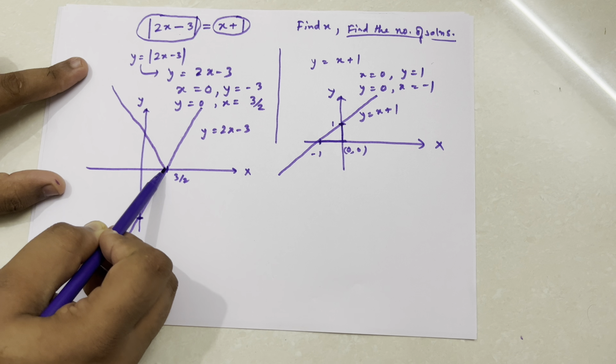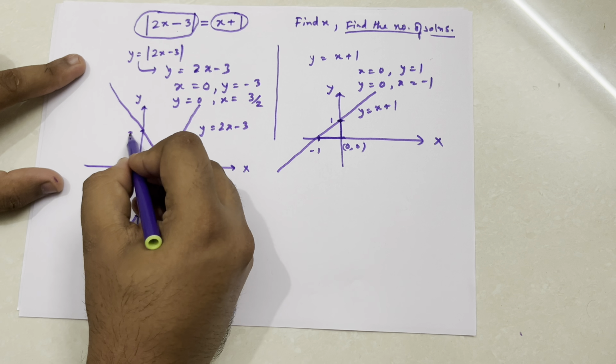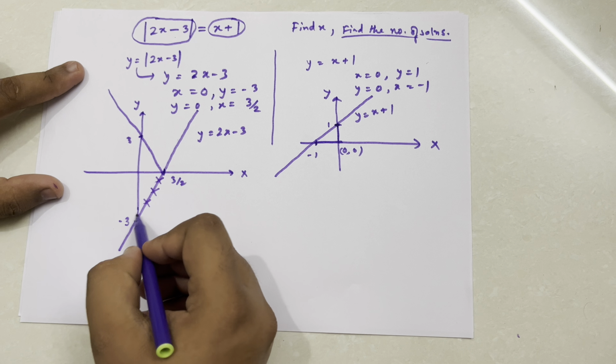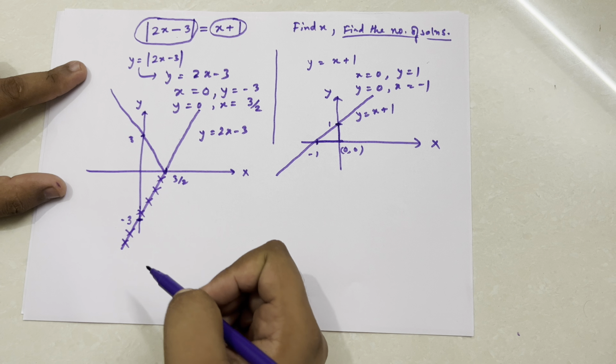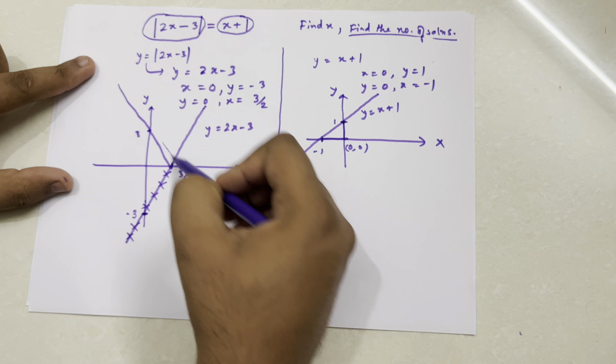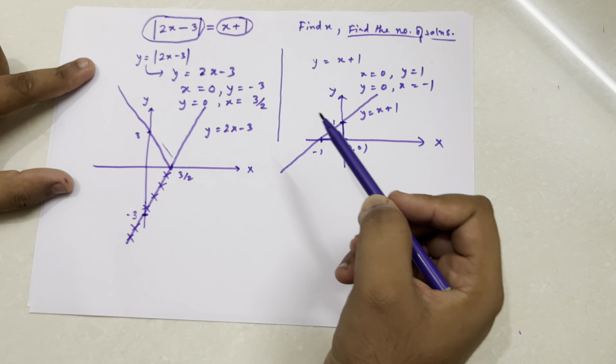So this becomes 3. This becomes the mod function. This part goes away. Mirror image, because we are applying mod function over here, and this is the graph for y is equal to mod 2x minus 3.